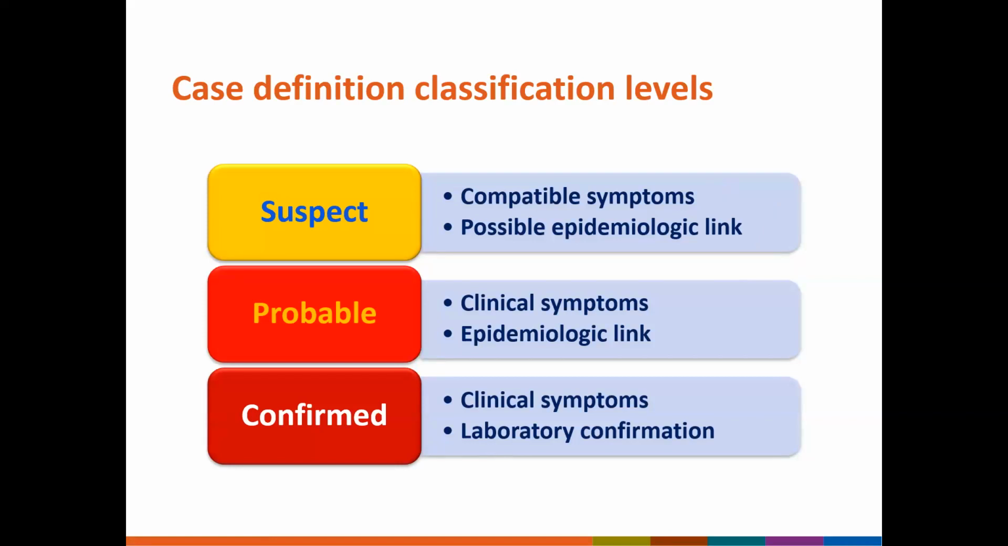A probable case is a case with more specific clinical symptoms with a typical epi link available for that particular disease. And a confirmed case is a probable case with a laboratory confirmation. You have isolated a particular pathogen. In that case, it will be called a confirmed case. So this is the dictum we follow, whether you are dealing with a community onset outbreak or a hospital onset outbreak: suspected case, probable case, and confirmed case.